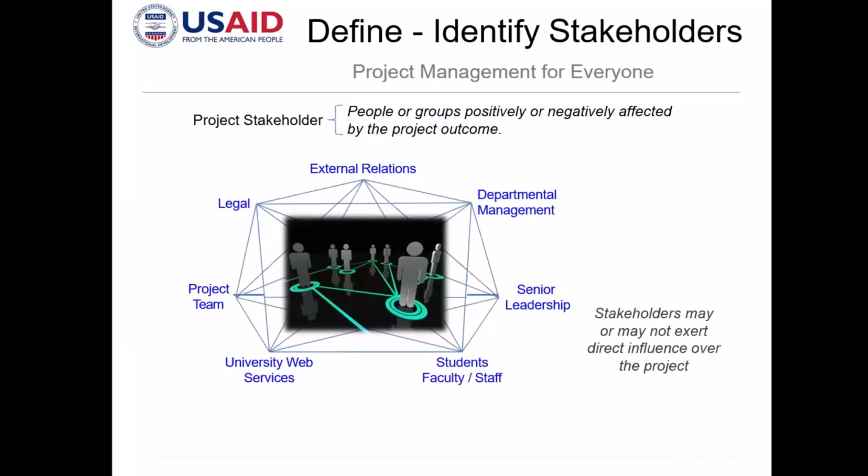So who are the project stakeholders? So people or groups positively or negatively affected by the project are all stakeholders, right? So as you can see, it comes from a diverse group of people, like, for example, your legal team can be a stakeholder. External vendors can be a stakeholder. Department heads will be a stakeholder. Your senior leadership are stakeholders. Staff can be stakeholders. And of course, the whole project team are stakeholders.